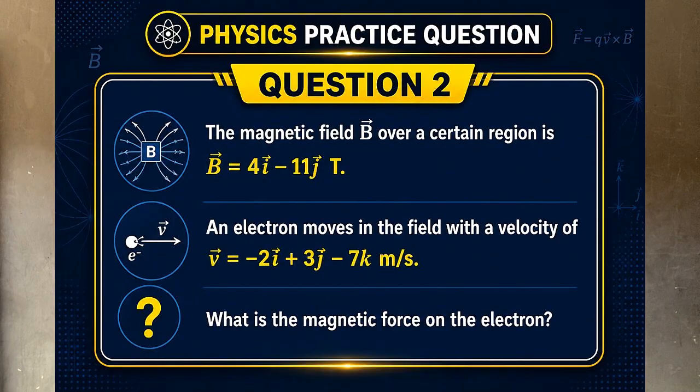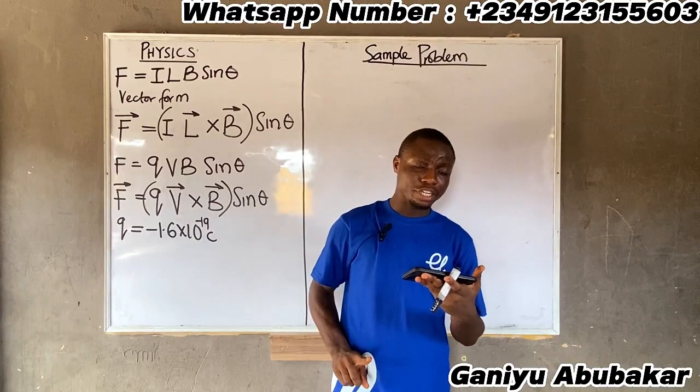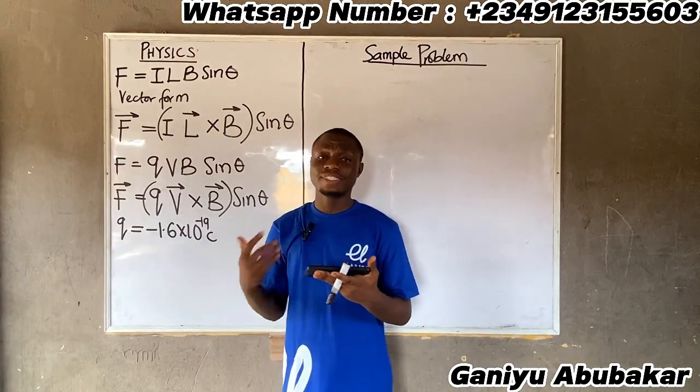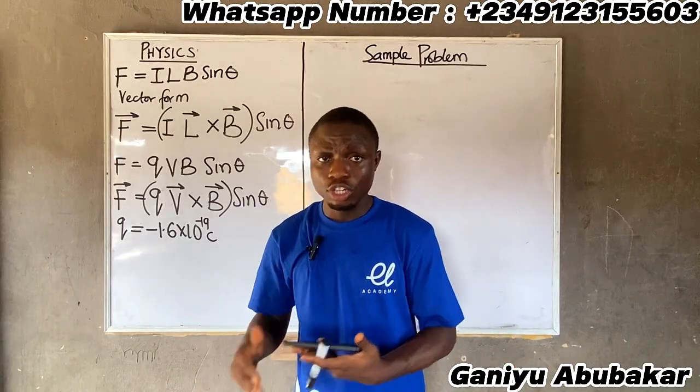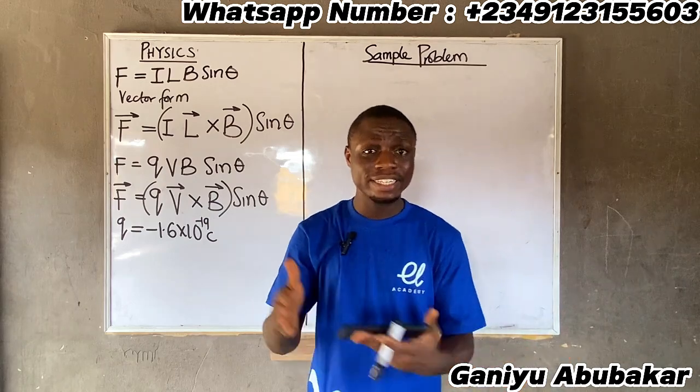It says the magnetic field B over a certain region is (4I minus 11J) Tesla, that's T, and an electron moves in the field with a velocity v equal to negative 2I plus 3J minus 7K meter per second. It says, what is the magnetic force? So we are asked to find F in this case.